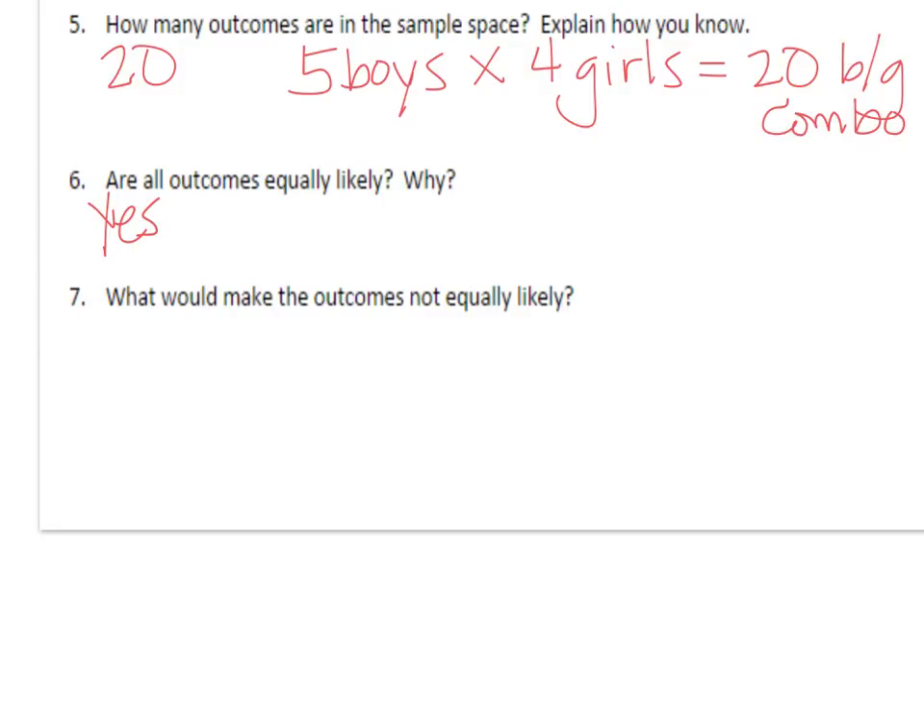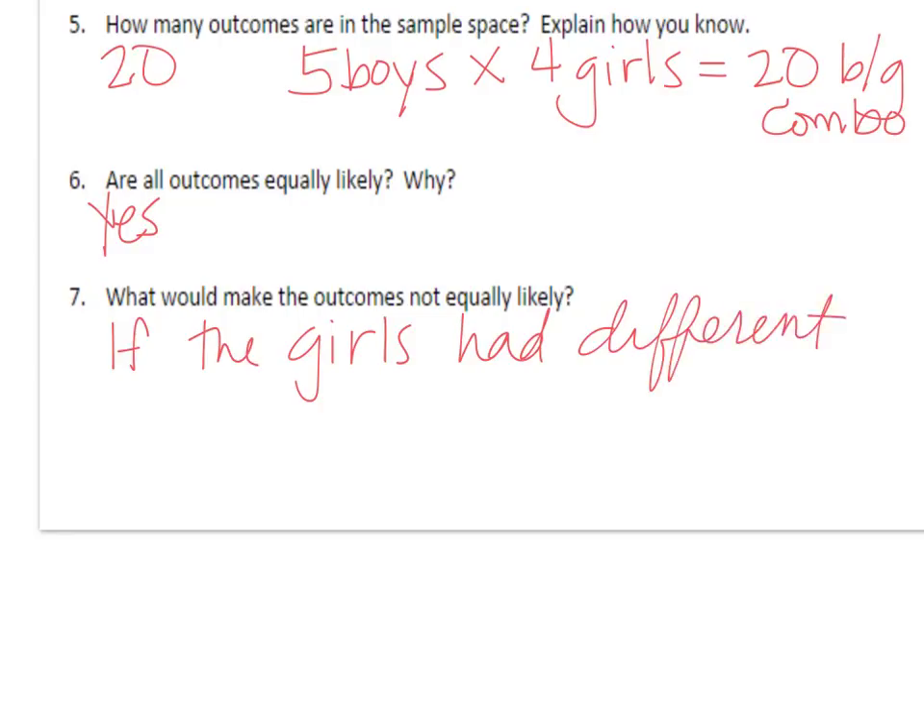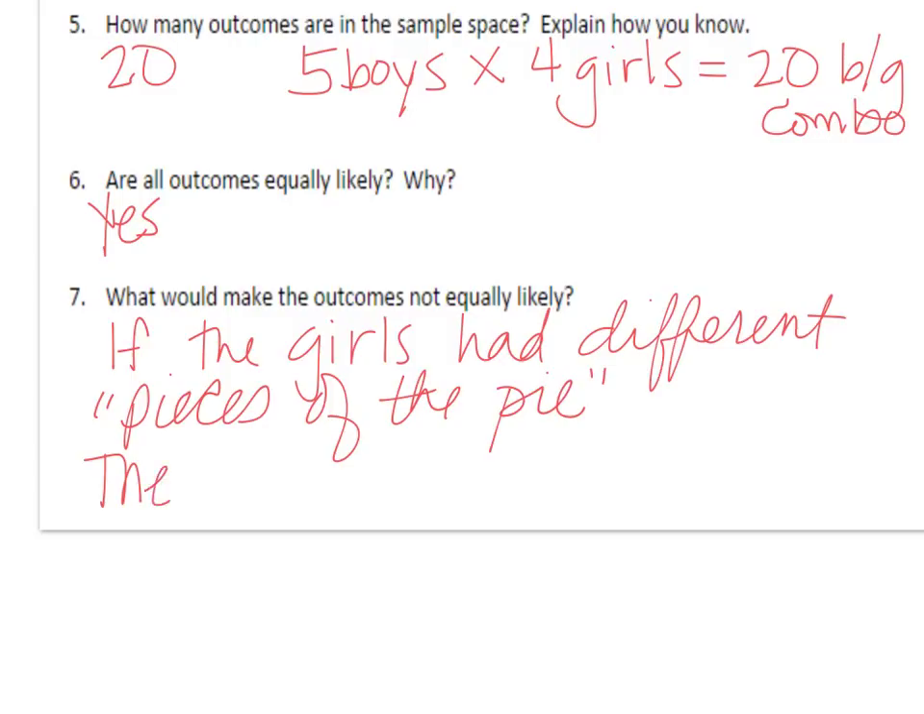Okay, so what would make their outcomes not equally likely? If they had different areas on the piece of pie. So if the pieces of pie were not the same. So if the girls or the boys had different, it's easier to write in cursive, different pieces of the pie. Which y'all probably can't read cursive, so I probably shouldn't have done that, but oh well. Okay, so different pieces of pie, or the areas on the spinner are not equal.